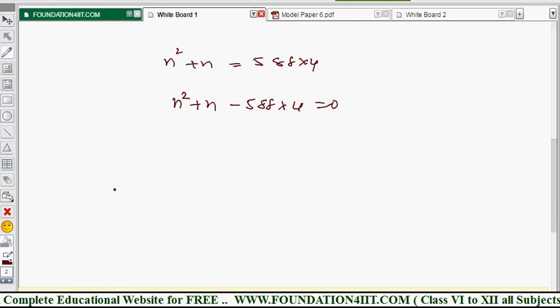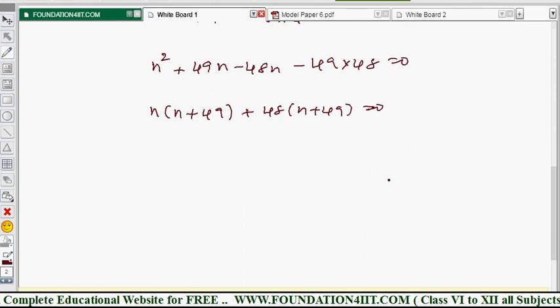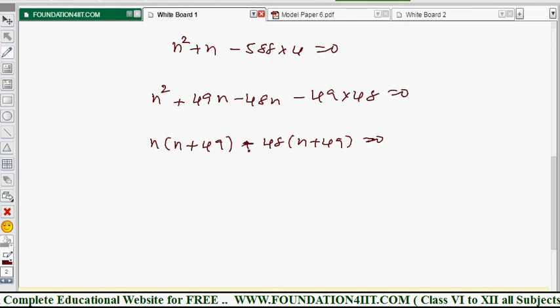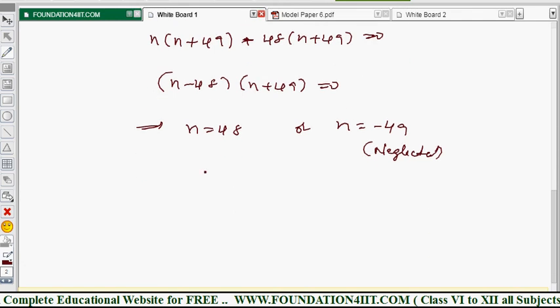Now this is a quadratic equation in terms of n. So n square plus n, you should split into two parts. You can write 49n minus 48n. This 588 into 4 is nothing but 49 into 48, is equal to 0. If we take n common, n into n plus 49, minus 48 common, n plus 49 is 0. Finally, n minus 48 into n plus 49 is equal to 0. So from this, n is equal to 48 or n is equal to minus 49. So this is neglected. There are no negative values. The number of monthly installments is equal to 48 because the n value is a positive value.